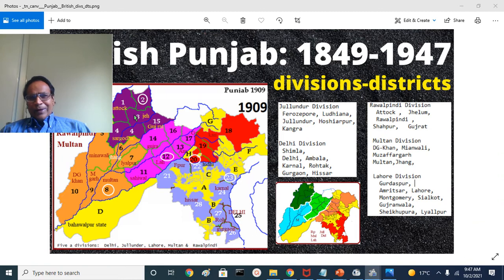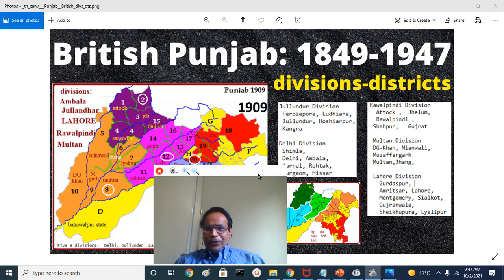The predominantly Muslim Rawalpindi division and Multan division were awarded to West Punjab, that is Pakistan, and most of the districts in Lahore division were awarded to Pakistan, except Gurdaspur district, Shakargarh tehsil across the river Ravi, and the entire Amritsar district, which were given to India. The Haryanvi speaking Delhi division and Ambala division, and the predominantly Punjabi, Hindi, Kangri and Pahadi speaking Jalandhar division were given to India.